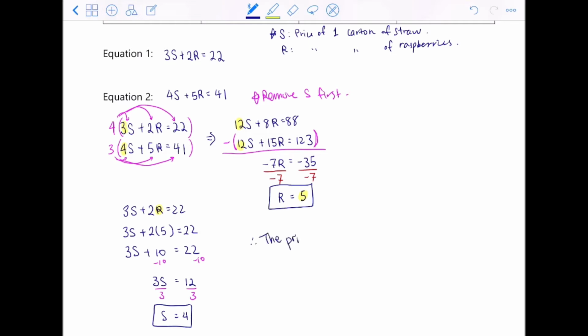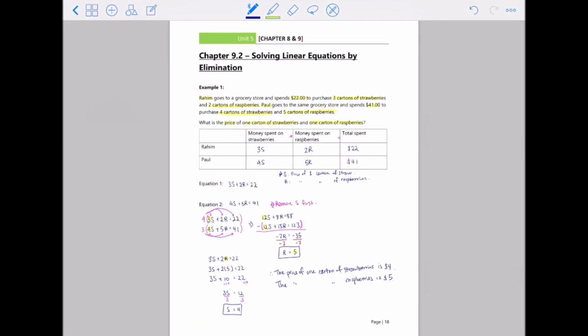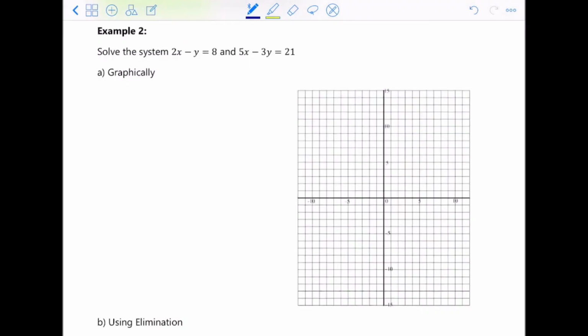So the price of 1 carton of strawberries is $4, and the price of raspberries is $5. That's it for example 1. Moving on to example 2.